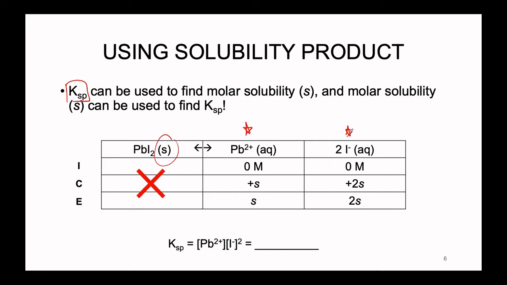All right, so let's say hypothetically we take a chunk of lead iodide and throw it in some water. This water did not have any lead or iodide initially in it, hence the 0 molar present in the initial row. We can see right here, I for initial. So there's 0 lead to start with, 0 iodide to start with.